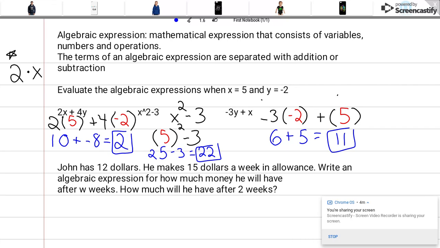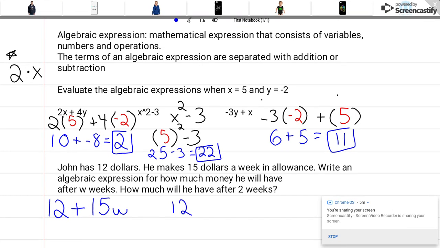I know he has those $12 to begin with, so I'm going to write a 12. And because he's earning money every week, I know he's adding to his collection. He's adding $15 every single week. If I wanted to make a very general statement, which is what an algebraic expression is, I'm going to put W because that is what the problem asked me to. Now I can put in any number of weeks and figure out how much money John is going to have. In this case, we want to know after 2 weeks.